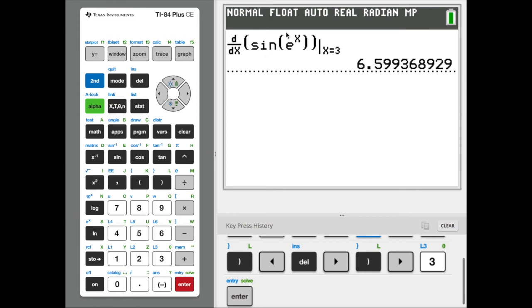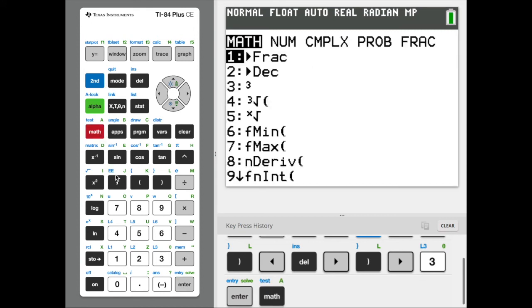Now, obviously, sine of e to the x is a function that we could do the chain rule on, and this would be absolutely fair game for you to do by hand on the AP exam. But sometimes they're going to give you functions where we can't use the chain rule, quotient rule, or product rule. They're expecting you to use the calculator to find those derivatives. In those cases, if it's the calculator section on the AP exam, you are welcome to use this to find the derivative at a particular point. So a reminder that exists, again under math and 8 for numerical derivative.